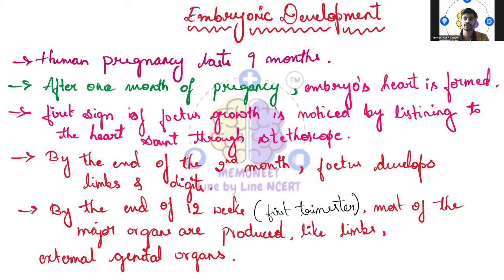I'll go to the next concept, embryonic development. What are the initial stages during the embryonic development? We know that the embryonic development lasts for about 9 months. That means it takes 9 months to complete the entire development of an embryo into a child.